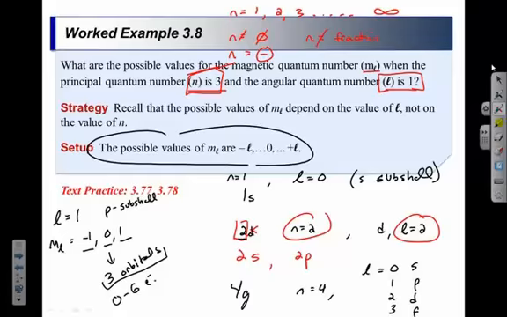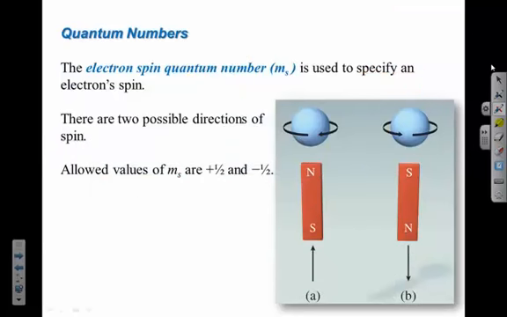Okay, so the spin part, most students don't have any trouble with this. The spin quantum number is the fourth one. That's either plus 1/2 or minus 1/2. That means the electron has two possible ways it can spin. It can spin up or it can spin down. And when you have a charged particle spinning in some direction, that creates a magnetic field. So the spin of the electrons is what's responsible for the magnetic properties of substances, or for magnetism.